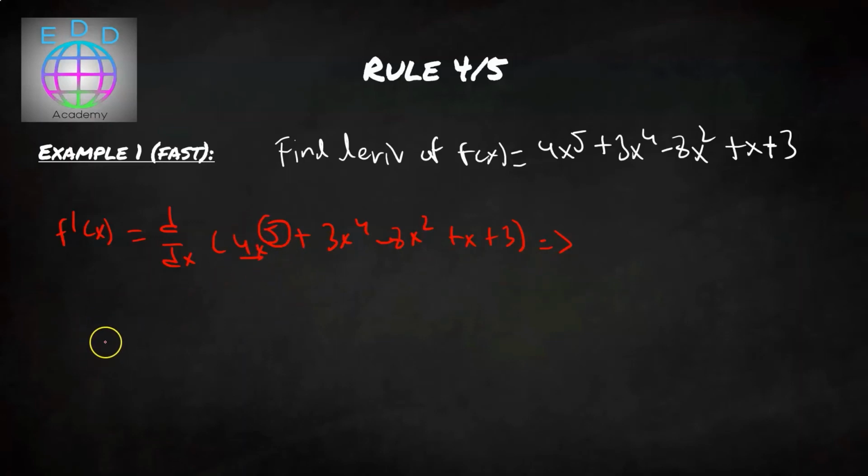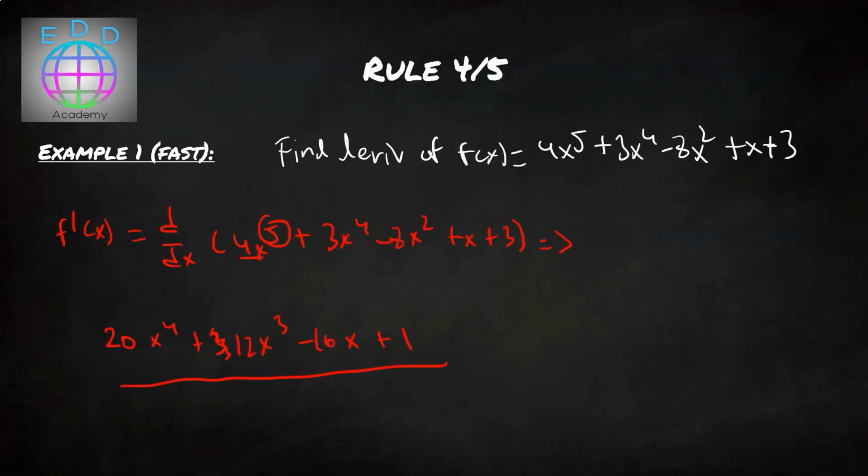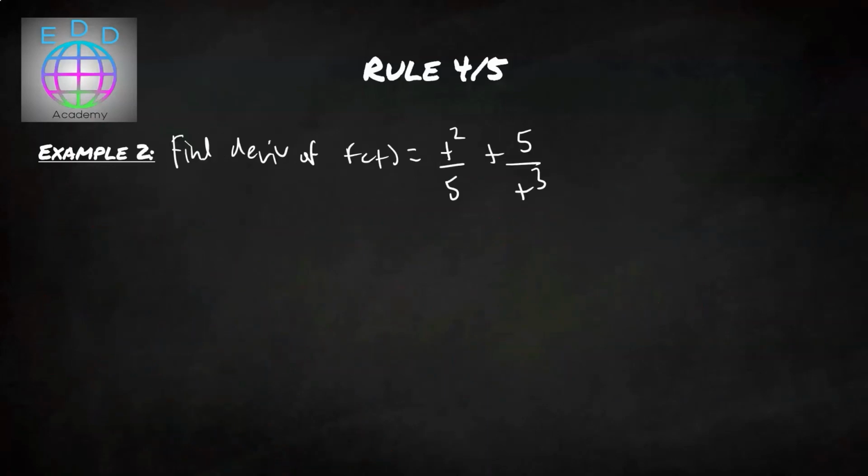So that looks like 20x to the 4th plus 12x cubed minus 16x plus 1. And note, we have the exact same answers here, but with much less writing. Here is our final example.